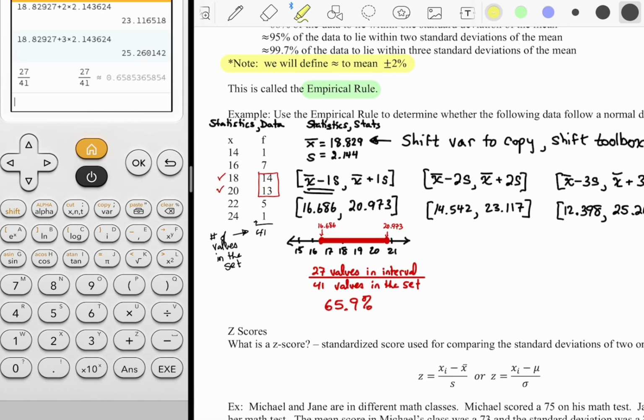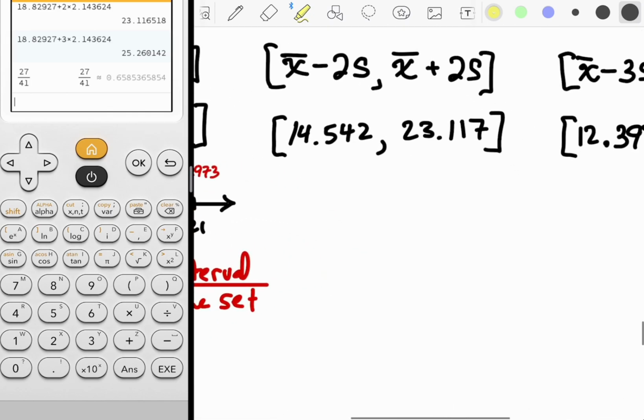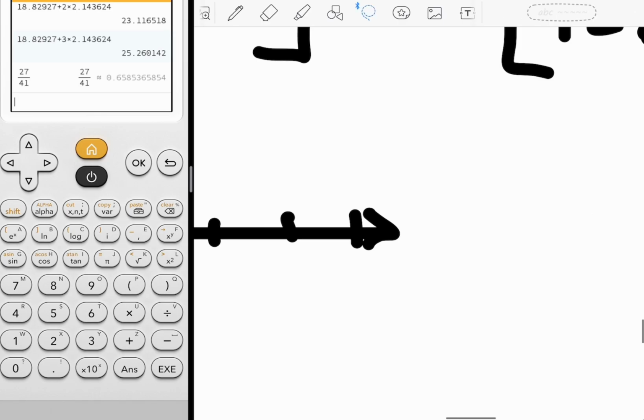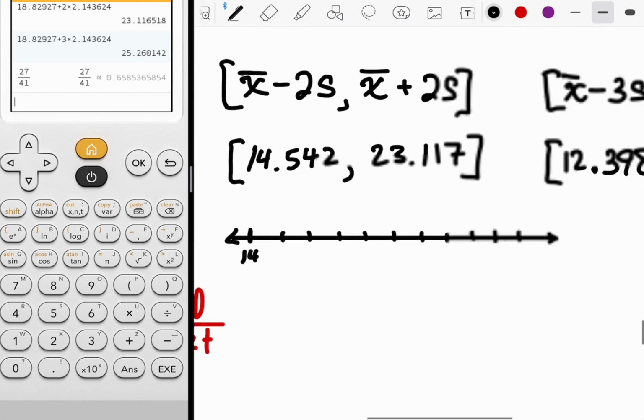All right. So the 14.542, if we're going with the number line approach, I'll draw it. Like I said before, you don't have to draw it, but I'm going to. Let's say we're starting at 14, 15, 16, 17, 18, 19, 20, 21, 22, 23. Let me go a little bit further. So 15, 16, 17, 18, and so on. 14.542 would be about right here, and 23 and change, about right here.